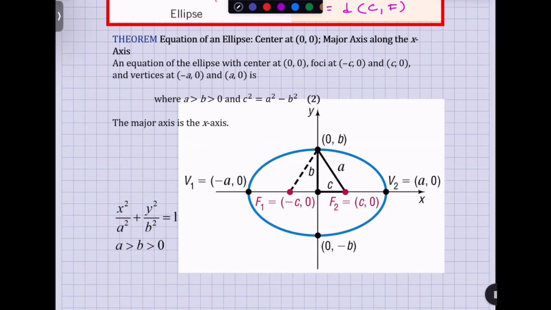There's your focus. Your vertices is A. From the center to the vertices is A. Center to the focus is C. And then to the minor axis edge is B. So you'll have x squared over a squared plus y squared over b squared equals 1.